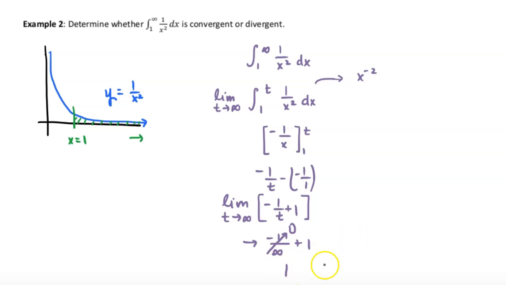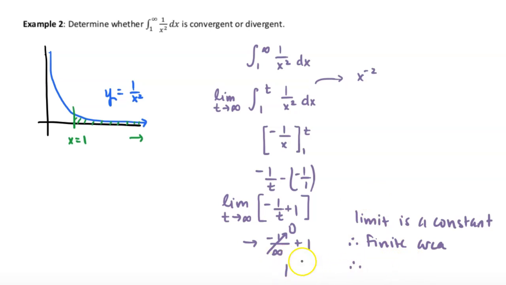And because my limit is a constant, therefore this is a finite area, therefore this is convergent. The way I like to write this is I like to say it converges to 1. When this converges, when we have a finite area and it's some definite area, we like to put what that area is. And so we'll write converges to an area of 1.